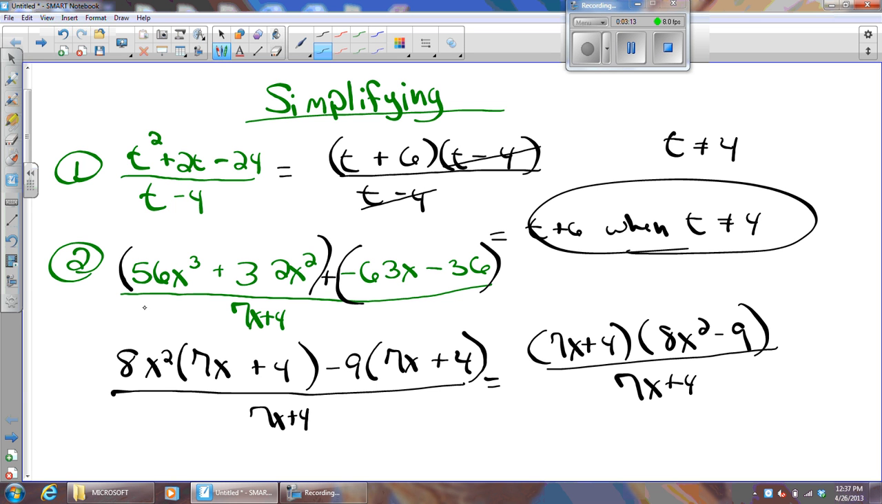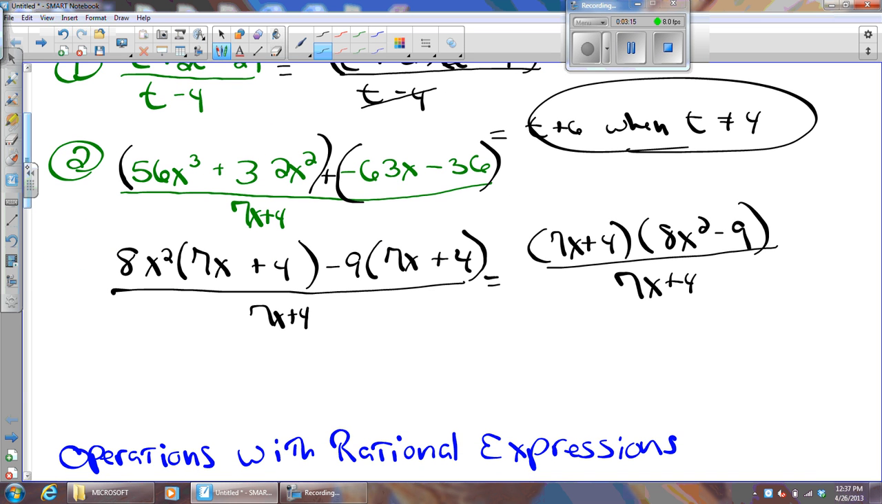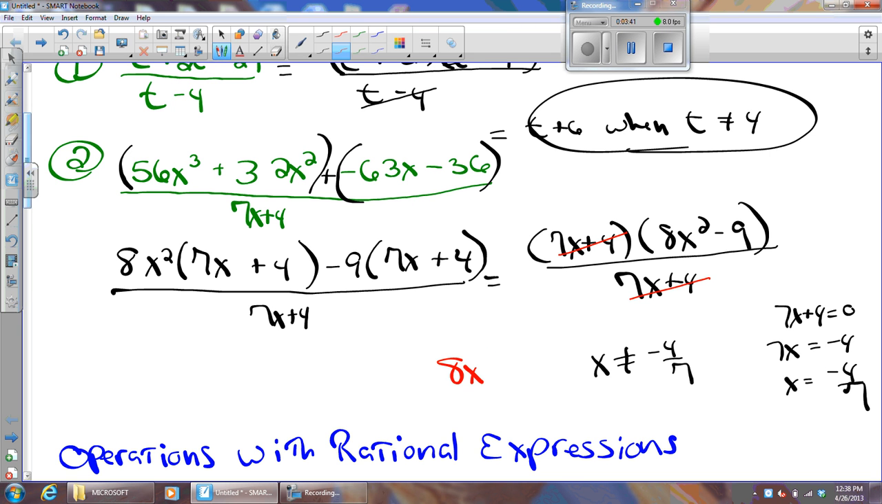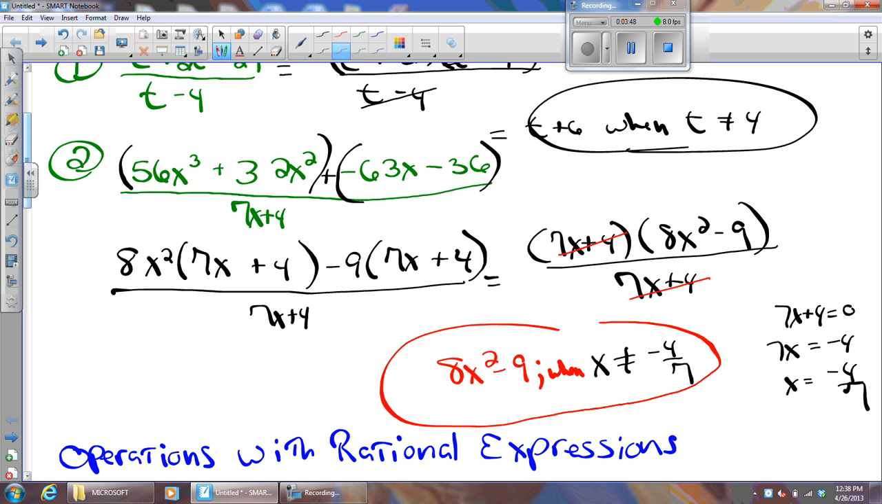Now I'm getting ready to simplify, but first I'm going to note my restriction. And it looks to me that 7x plus 4 would be 0 when 7x was the same as negative 4, and therefore x was the same as negative 4 sevenths. So I know that my restriction, when I'm done simplifying, will be that x cannot equal negative 4 sevenths. So I'm going to cancel out those, and I'm left with 8x squared minus 9 when x does not equal negative 4 sevenths.